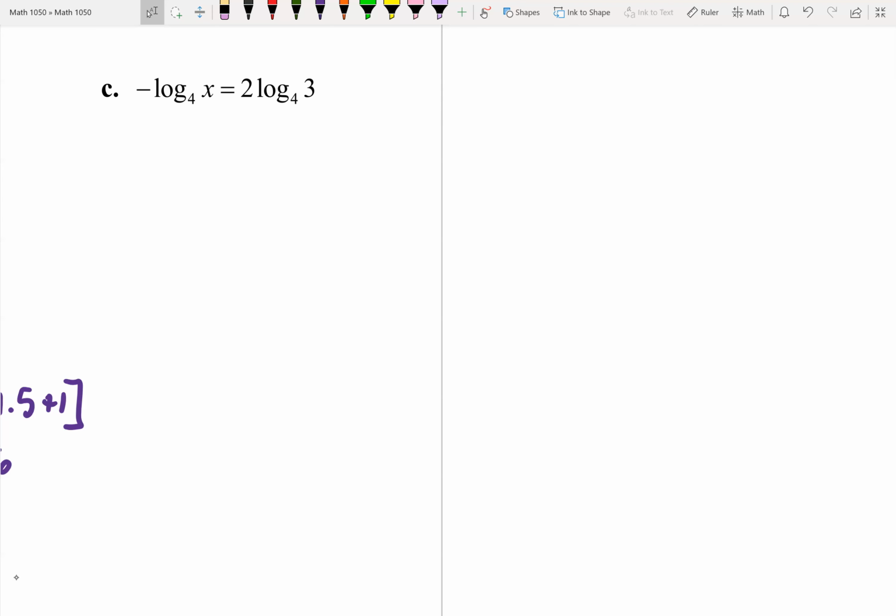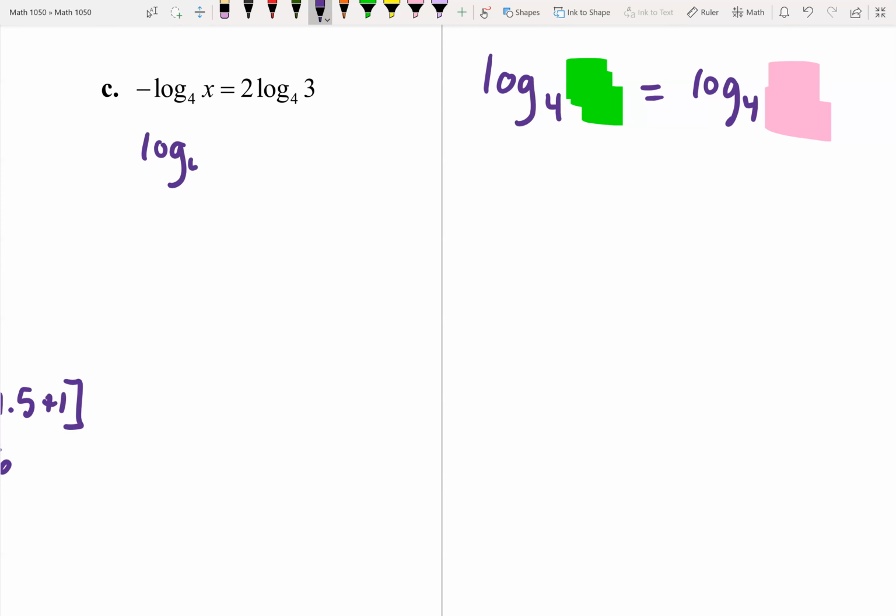Look what I see. I see log base 4 equals log base 4. So if I could get log base 4 of this and log base 4 of that, then I know this and that are the same. How can I do that? Pull those up. Exactly. So now I have log base 4 of x to the negative first equals log base 4 of 3 to the second. Well, if log base 4 of this is log base 4 of that, then this and that must be the same. So x to the negative first must be equal to 3 squared, which is 9.